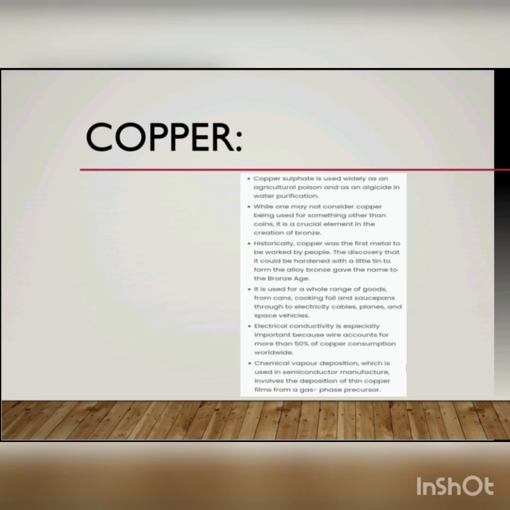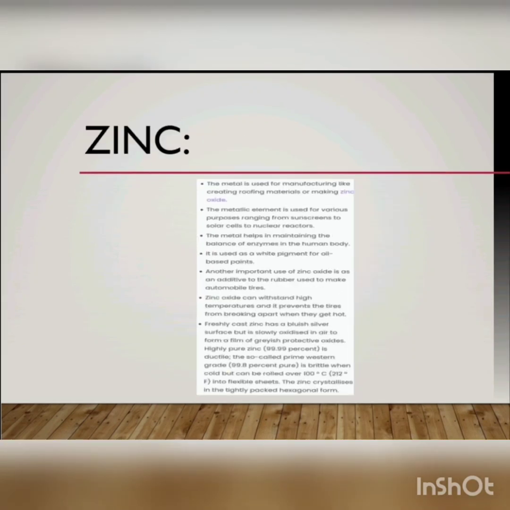The metal is used for manufacturing roofing materials or making zinc oxide. The metallic element is used for various purposes ranging from sunscreen to solar cells to nuclear reactors. The metal helps in maintaining the balance of enzymes in the human body. It is used as a white pigment for oil-based paint. Another important use for zinc oxide is as an additive to the rubber used to make automobile tires. Zinc oxide can withstand high temperature and prevents the tires from breaking apart from the heat.